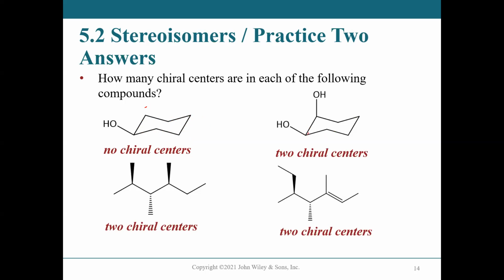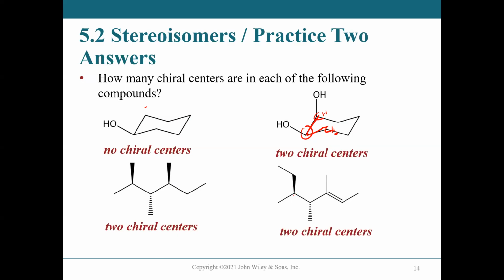Now, if we go down here, we see we have an oxygen coming off right here. We have carbons first, with CH2, but then here's an oxygen and here's a hydrogen. So we have something different, so we have a chiral center right here. Now let's go to the bottom right. We have a chiral center here and a chiral center here.